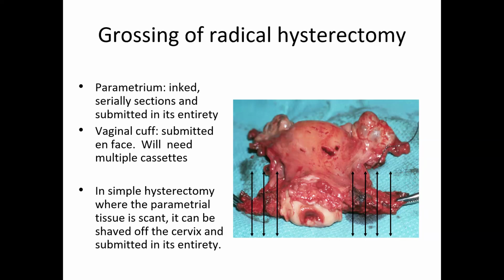When you receive a simple hysterectomy without parametrial tissue, sometimes you may like just to shave off this margin and submit it separately, but you will not have any of that. That bulk of parametrial tissue you only get when the specimen is labeled as radical hysterectomy.